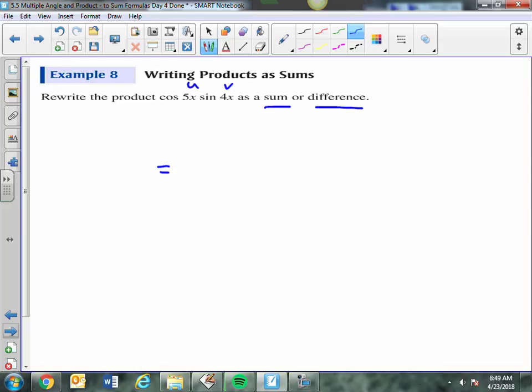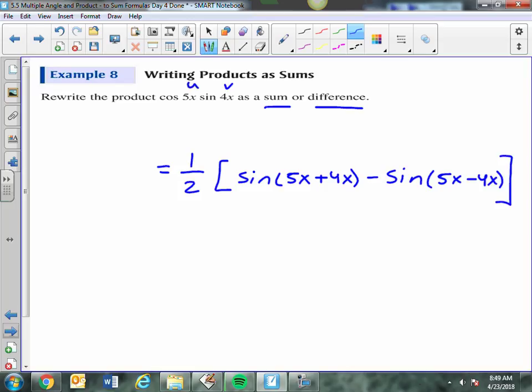So it's equal to 1/2. It would be sine u minus v, or u plus v. So it would be 5x plus 4x, and then it would be minus sine, and then it'd be u minus v, so it'd be 5x minus 4x. And then we all have 1/2 on the outside. So you may notice they use parentheses, and they use brackets on the outside of this equation.